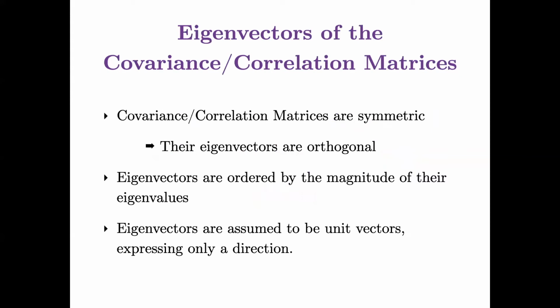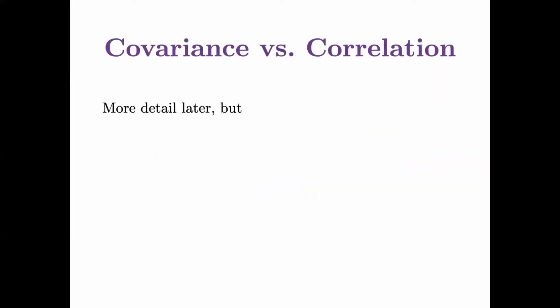First of all, eigenvectors of the covariance or correlation matrices are orthogonal, just because these matrices are symmetric. The eigenvectors, as always, are ordered by the magnitude of their eigenvalues. Eigenvectors are assumed to be unit vectors, expressing only a direction.